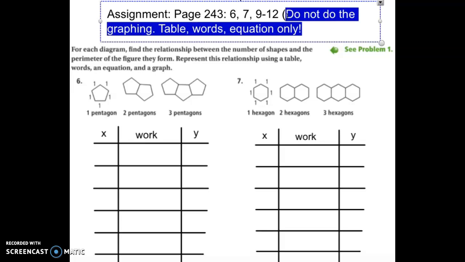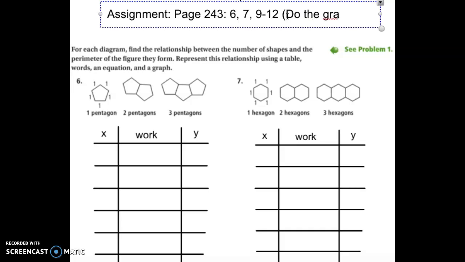So I'm going to change this, do the graphs.